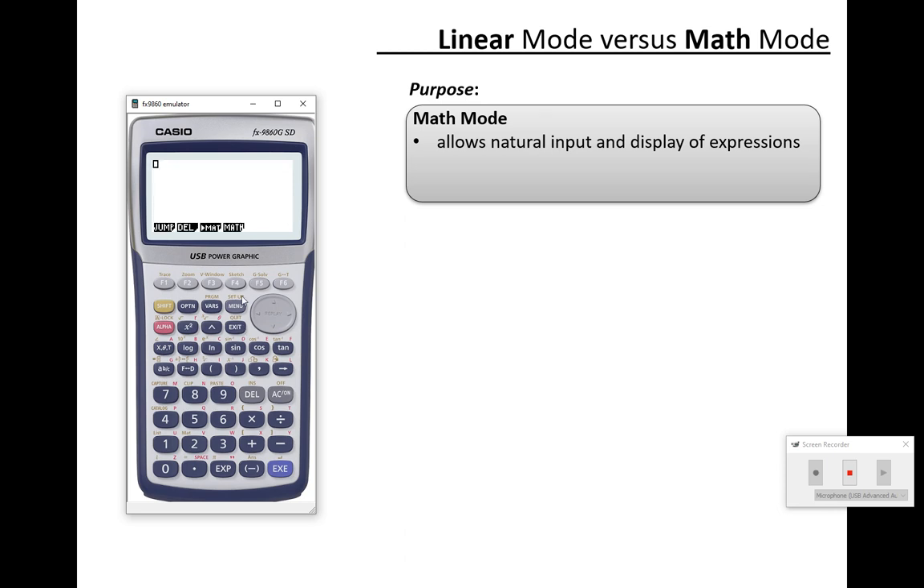Notice some new menus have come up here, and we're going to love these menus. So how do you know if you're in math mode? If you got all the menus, you got 4 menus down there, you're in math mode. I need to warn you, your calculator is an fx-9860GII. My emulator is an fx-9860GSD. Once in a while, my screen will look a little different than yours, and we'll just have to work with that together.